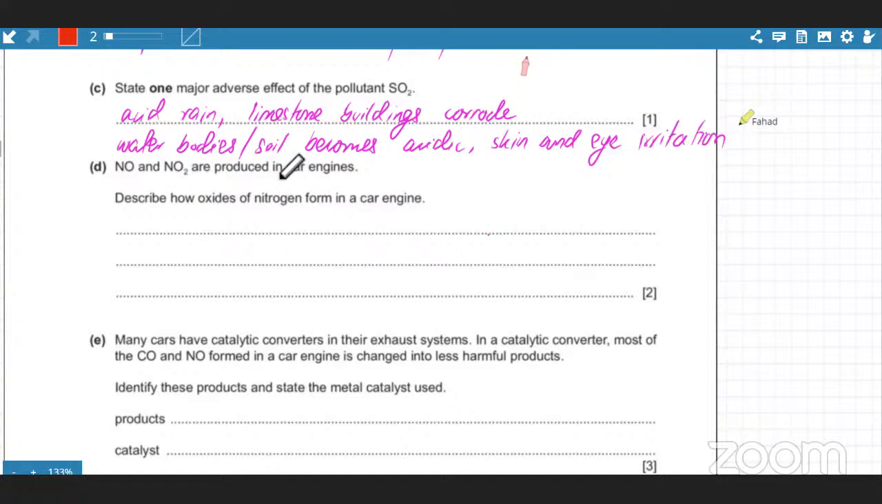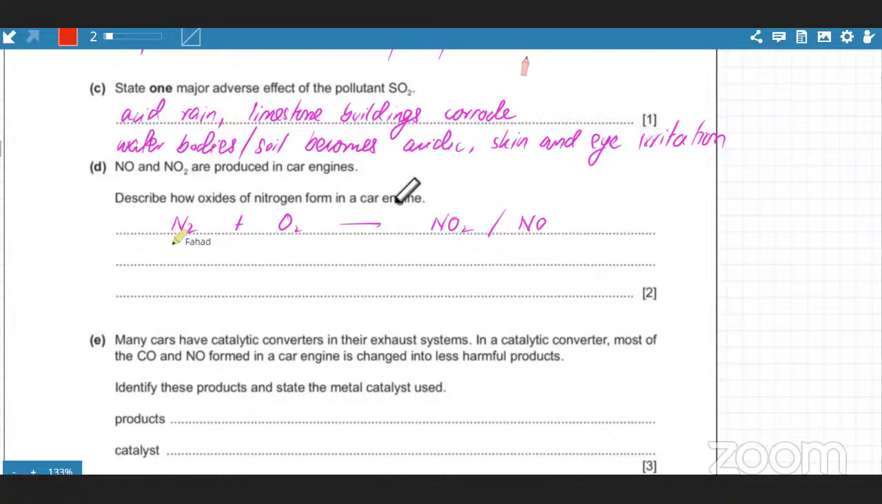Now the next part: NO and NO2 are produced in car engines. Describe how oxides of nitrogen form in a car engine. Now, nitrogen is extremely unreactive. Oxygen is kind of reactive, but nitrogen is extremely unreactive. What happens in car engines is that at very high temperatures, NO2 gas and NO gas are produced. Both are produced. You can write separate equations. In one, NO is being produced, in the other one, NO2 is being produced. You can balance those equations.